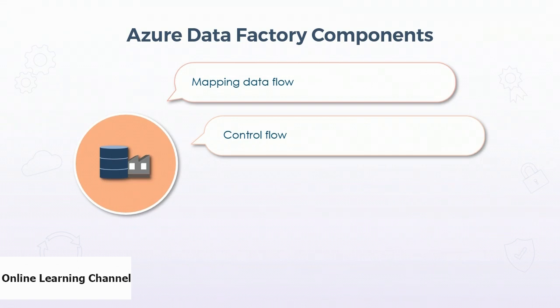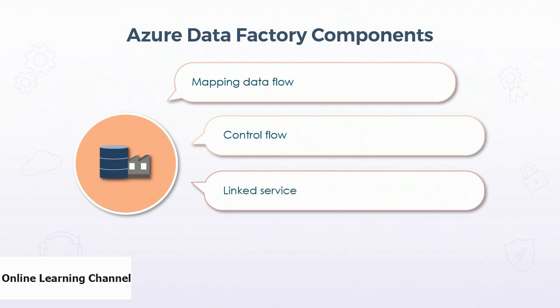Now, another component of Azure Data Factory is what's called a linked service. A linked service is a connection to another service. So, if you want to connect to a particular SQL database, for example, you'd create a linked service connection to that SQL database. And datasets require a linked service to be created first.